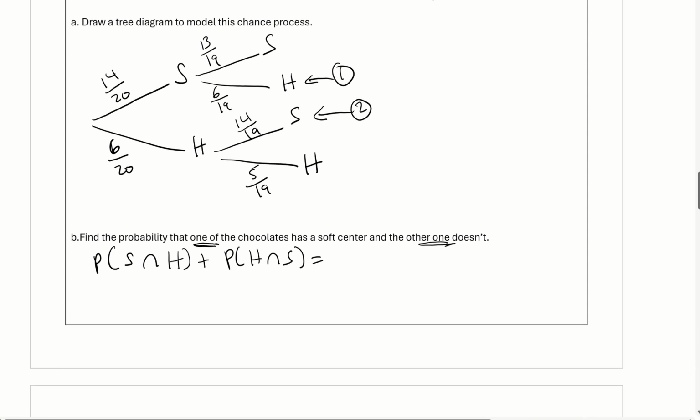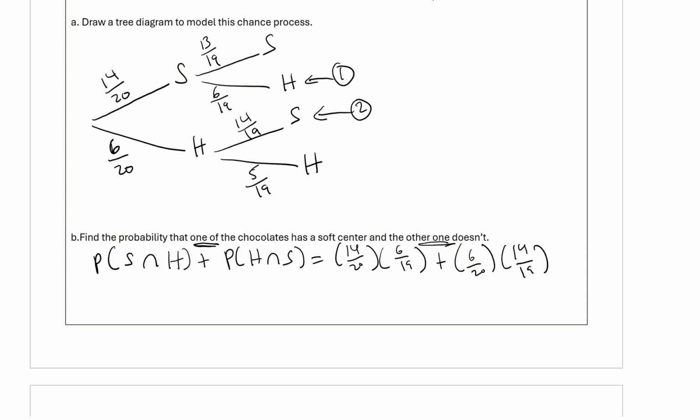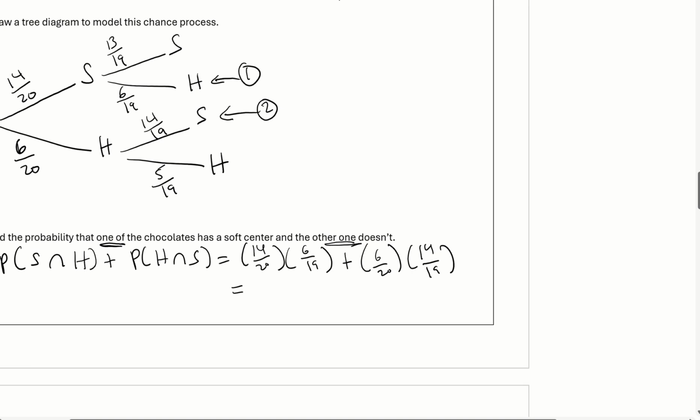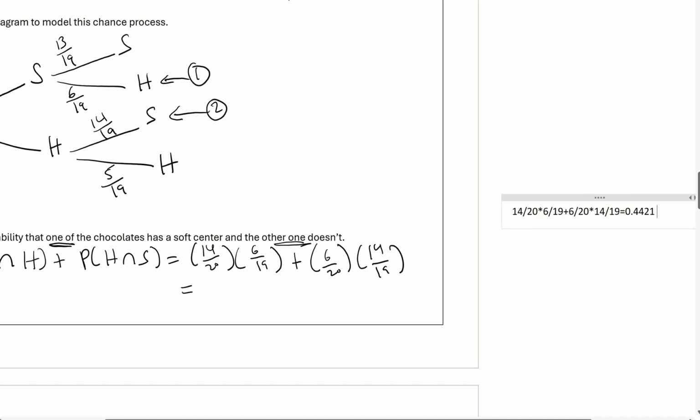All right, so we got 14 out of 20 times 6 out of 19 plus 6 out of 20 times 14 out of 19. Okay, and you multiply those together and get your final answer. We'll get that as a decimal here for the final answer. Got 0.4421.